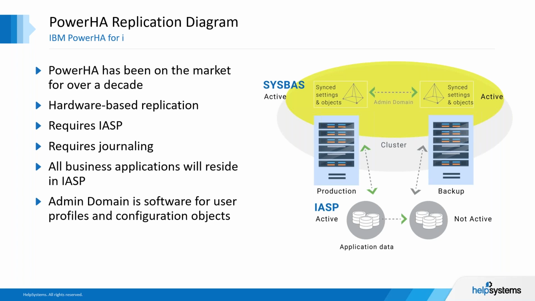However, the independent ASP is only available on your current primary system. And because of that, there are certain types of objects that don't really make sense in an independent ASP. These things that you need on your system, such as security and configuration related objects, things like user profiles, authorization lists, and so forth. And for those types of objects with PowerHA, we have the administrative domain to synchronize those between your systems.